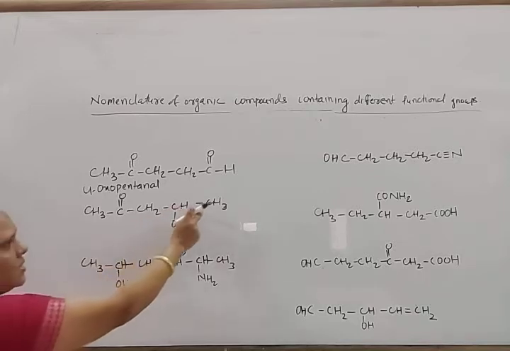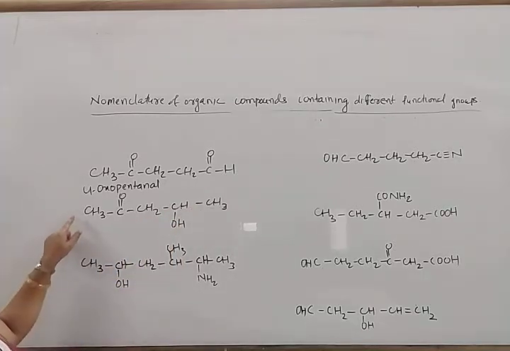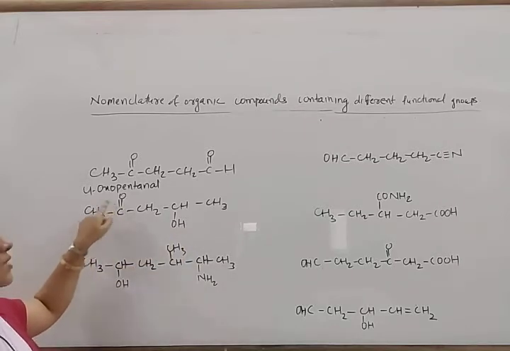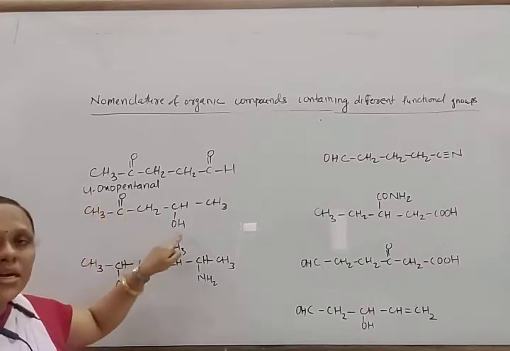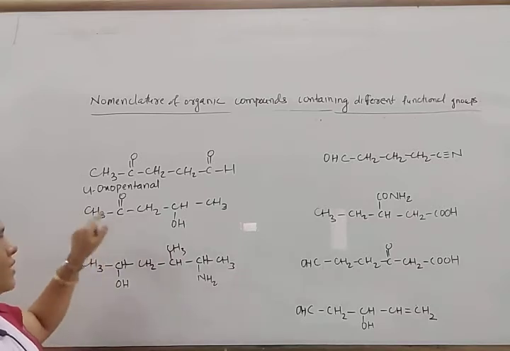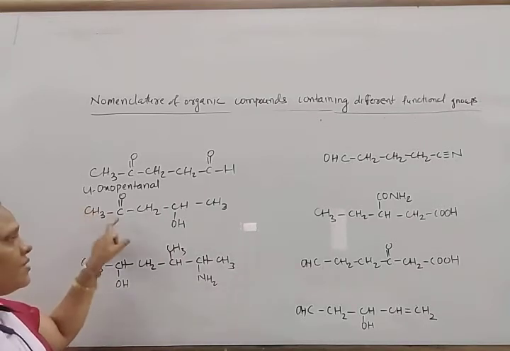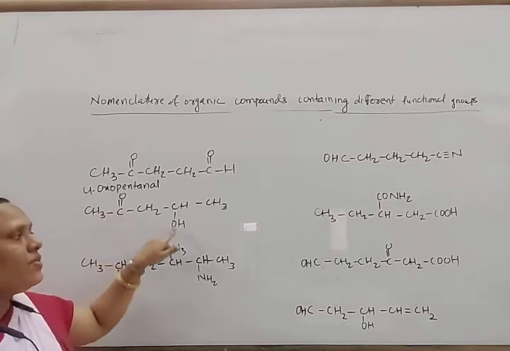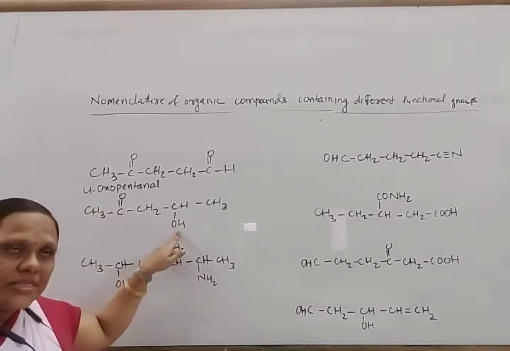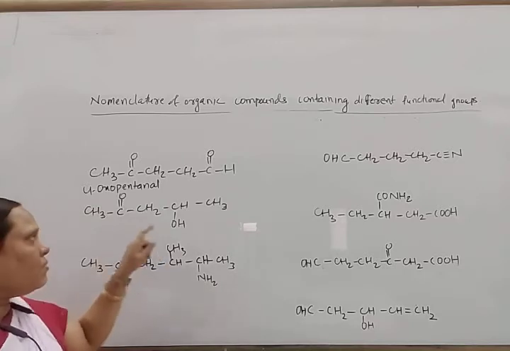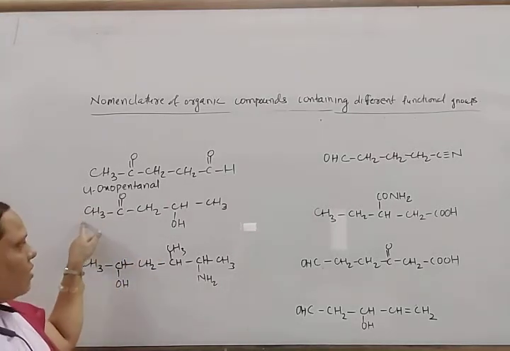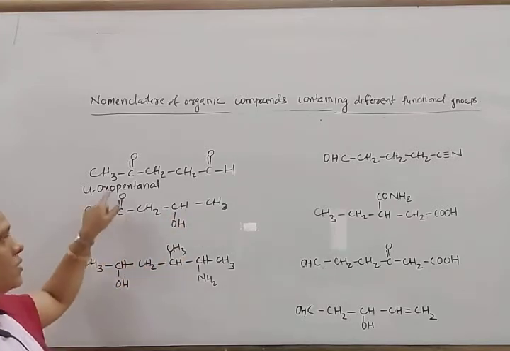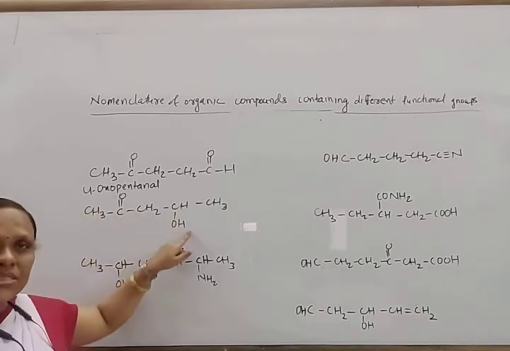Next come to this question. CH3COCH2CH(OH)CH3. In this case, two functional groups are there: OH and keto. Keto has higher priority than the OH group, so for keto we have to use suffix and give it the lowest position, and for OH we have to use the prefix. So what is the name of this compound? Start counting from here: 1, 2, 3, 4, 5. At 2 position one and at 4 position hydroxy.